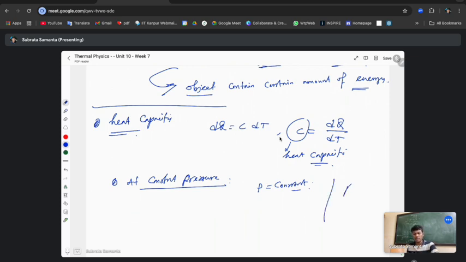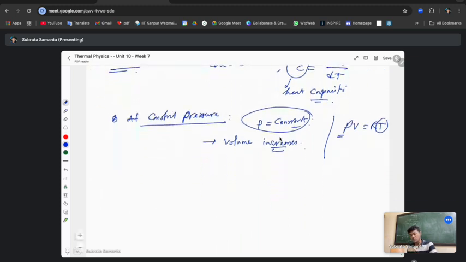So again, recall the equation of state. PV equals RT. So if you add heat, that means you increase the temperature. If pressure is constant, that means volume increases, or if volume is constant, that means pressure increases, right? So if pressure is constant, that means volume increases when adding heat. Okay, so recall the equation of state.